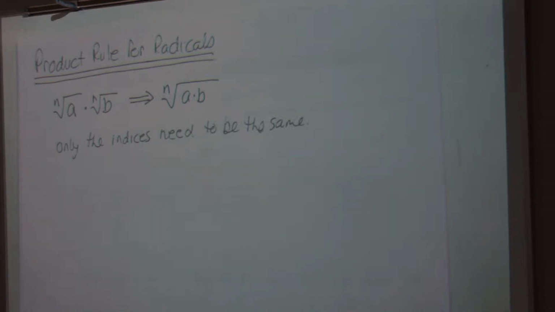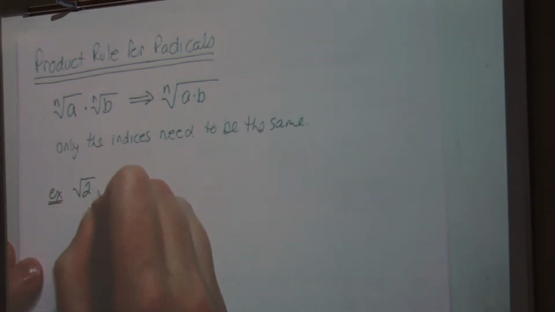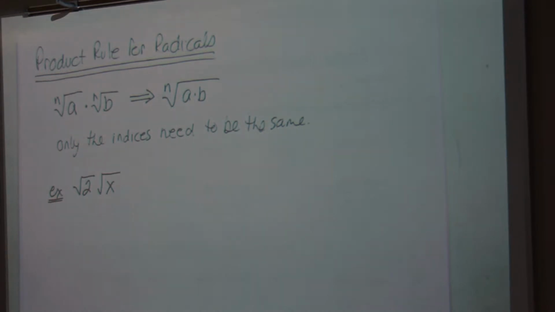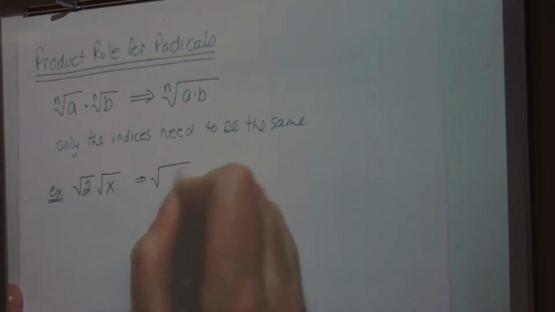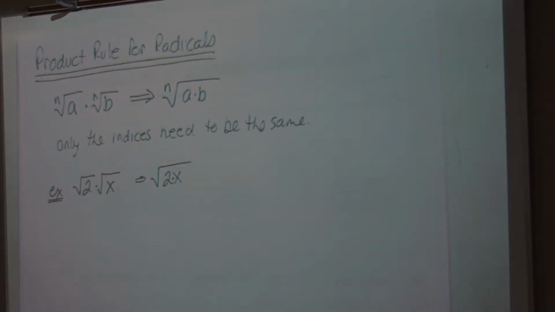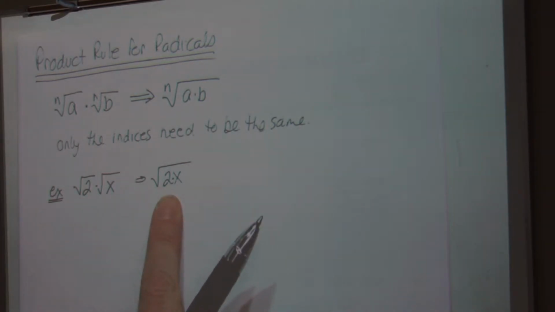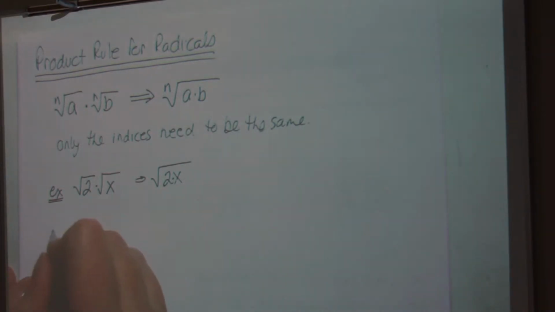All right. You ready to try this? It is super easy, guys. Let's try it. I have the square root of 2 times the square root of x. Are the indices the same? Yes. Smush them together. You've got the square root of 2x. If they are multiplying here, then they will be multiplying on the inside. So I don't really need a dot between them. If you want to put the dot there, you can. Everybody good? Awesome.